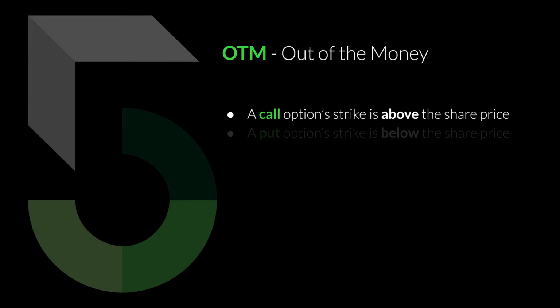The first thing we'll look at are out-of-the-money options, abbreviated OTM. Now, a call option is out of the money when the strike price is above the current share price, and a put option is the exact opposite. A put option is out of the money when the option's strike price is below the current share price. We'll take a quick look at the options chain so you can see what this looks like.